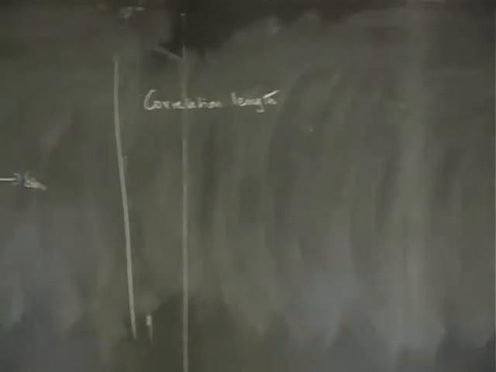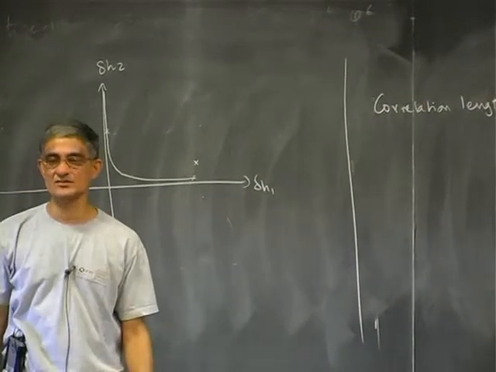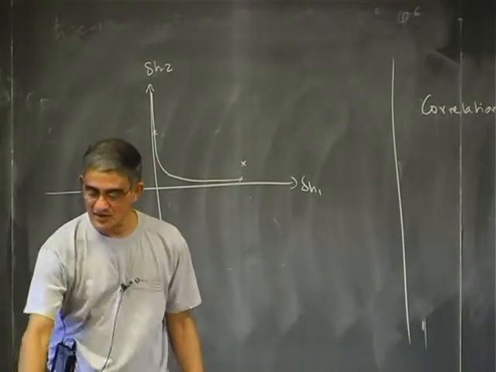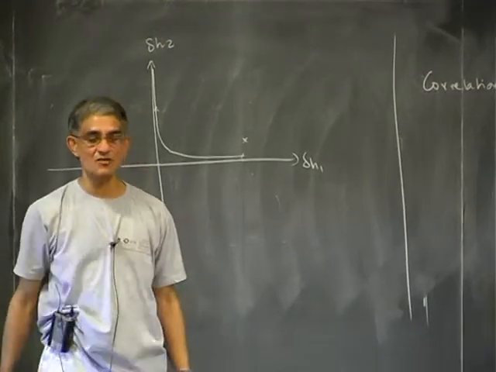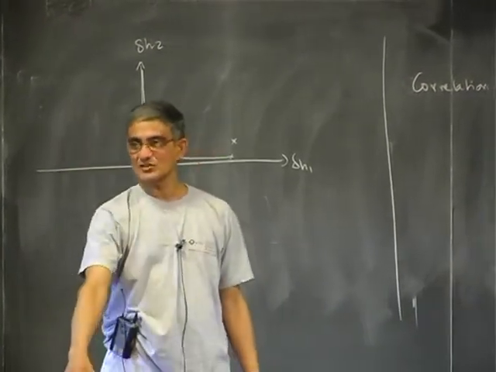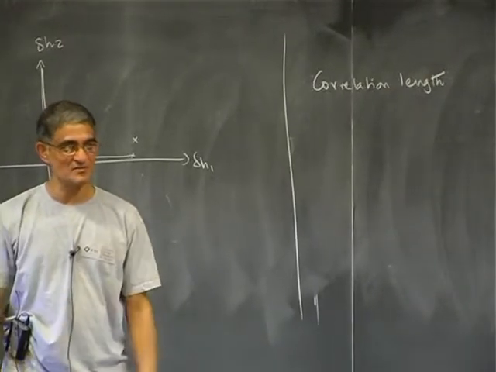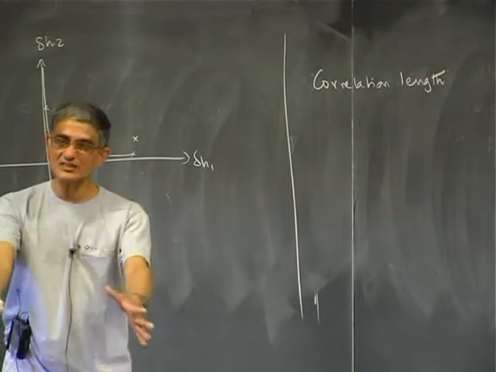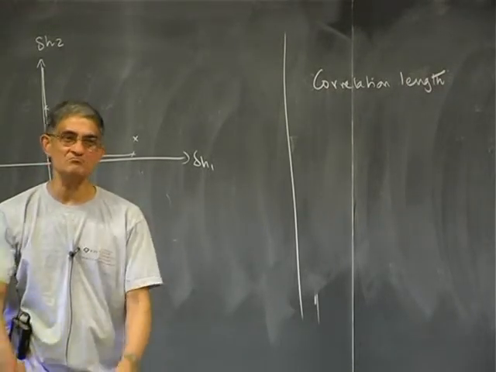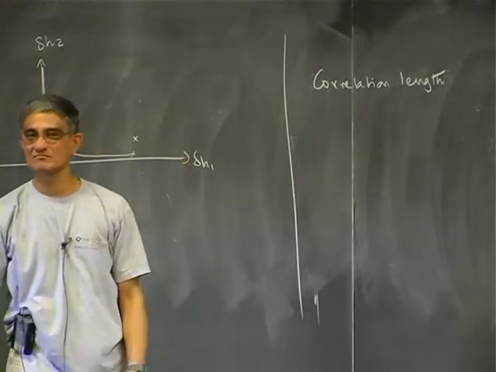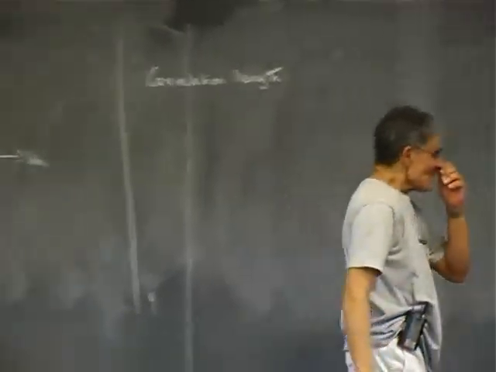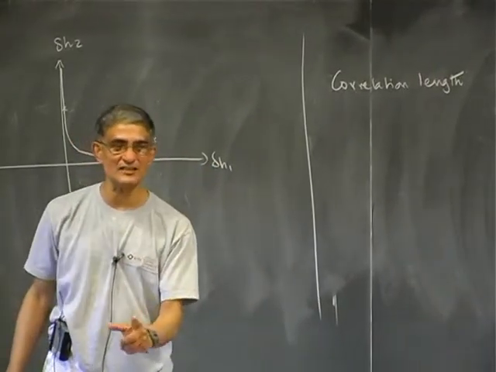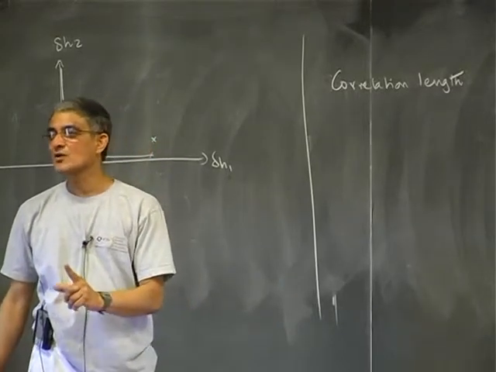The correlation length in physical units is the distance over which things are correlated. If I take this system, it has a correlation length which is actually quite small; things are pretty closely correlated. But whatever it is, given a system, it has some correlation length, let's say 10 centimeters.